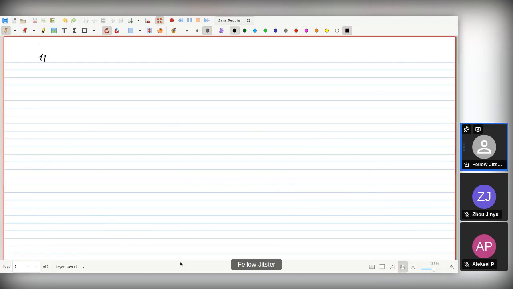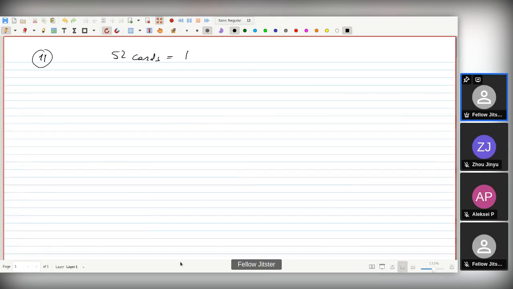Our first problem is problem 11. So it is about a deck of cards. Still we have a deck of 52 cards representing 13 ranks and 4 suits. That is, a card is a pair of a rank and a suit, and these ranks range from 2 to 10, from jack to ace.